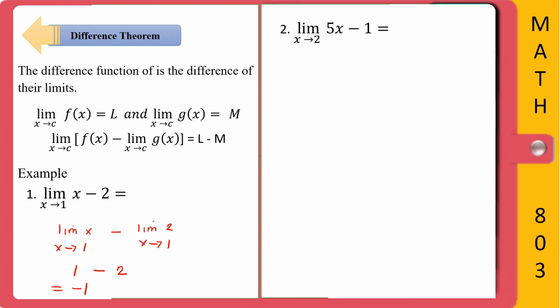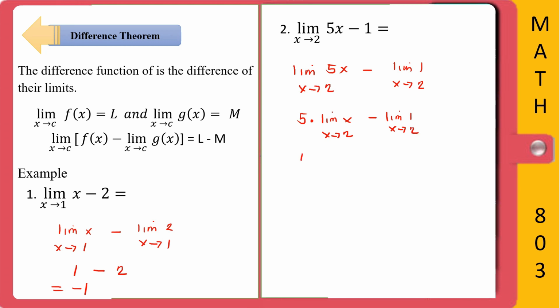Another example, we have the limit of 5x minus 1 as x approaches 2. Again, we need to distribute the limit as x approaches 2 to each term. So it becomes the limit of 5x as x approaches 2 minus the limit of 1 as x approaches 2. Again, since this is an example of the constant multiple theorem wherein k is 5, multiplied by the limit of f of x, which is x, as x approaches 2, minus the limit of 1 as x approaches 2.